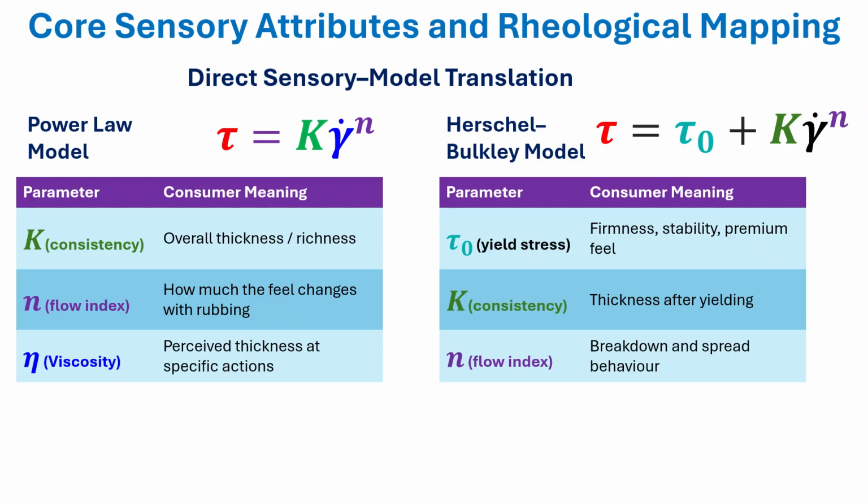The key message from this slide is that the parameters are not abstract numbers. Each one maps to a specific part of the consumer experience. By choosing the right model and controlling these parameters, formulators can design products that feel firm, spread easily, break down smoothly, and leave the right after feel, all from measurable rheology data.